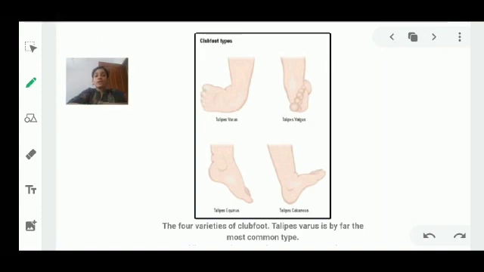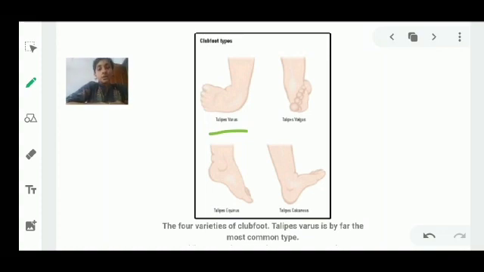Now last of this is talipes. Talipes means club foot. There are many types of talipes. So this is talipes varus. Talipes varus is a situation in which the foot is inverted and the person has to walk on the lateral longitudinal arch. In talipes valgus, the foot is everted and the person walks on the medial longitudinal arch, medial side of the foot.